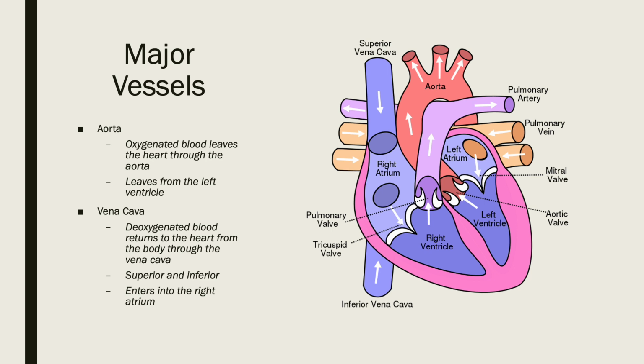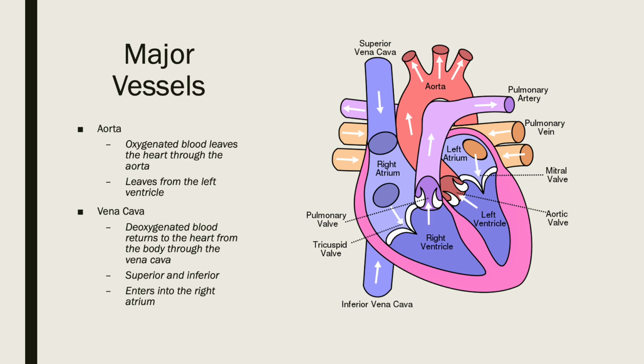So recapping, we know that the atria fill, and then the blood flows through the AV valves into the ventricles. The ventricles contract, and the blood flows up through the semilunar valves and into these major vessels. So let's talk about these vessels. Okay, so let's start with the left side of the heart.